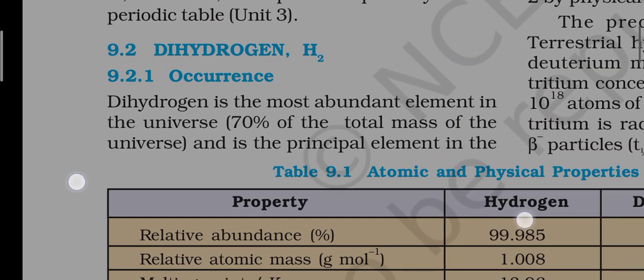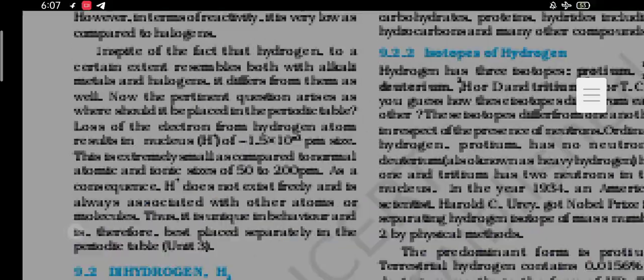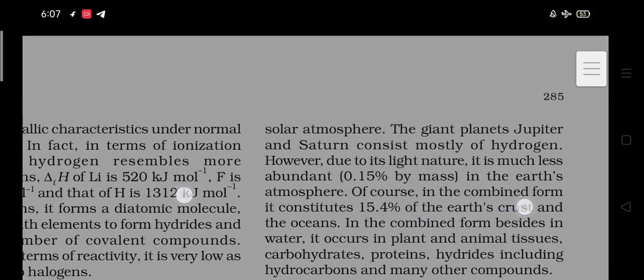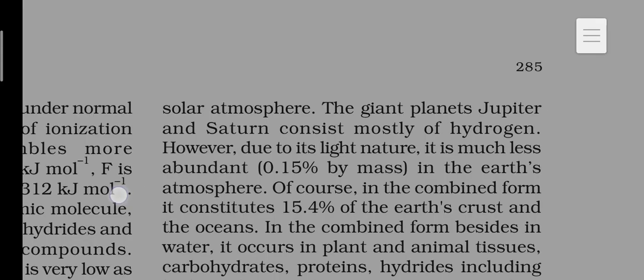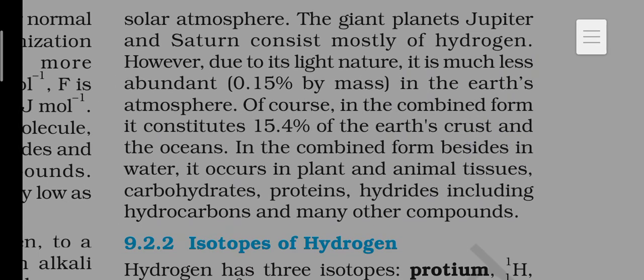Next topic is dihydrogen. Occurrence of dihydrogen. Dihydrogen is the most abundant element in the universe, that is 70% of the total mass of the universe, and is the principal element in the solar atmosphere. The giant planets Jupiter and Saturn consist mostly of hydrogen. However, due to its light nature, it is much less abundant in mass in the Earth's atmosphere.